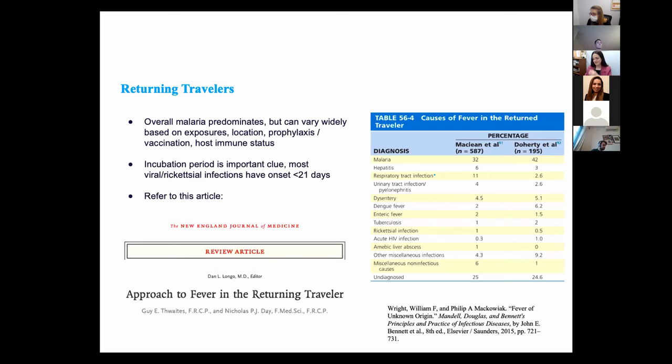This is a great article to refer to in the New England Journal, Approach to Fever in the Returning Traveler. So they have it broken down by geographic location and the most common infections in each place, and also the clinical syndrome that the patient is presenting with. So it'll be like fever and rash, respiratory, GI symptoms, and then the most common for each of those. So it's a really good article to look at if you have someone with a travel history and a fever that you can't figure out.